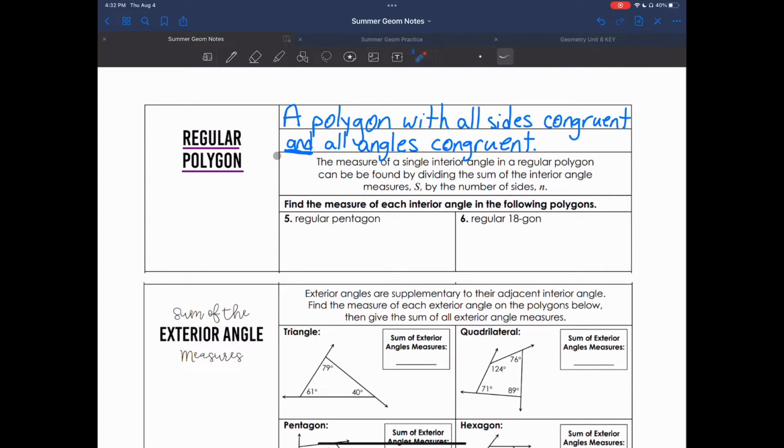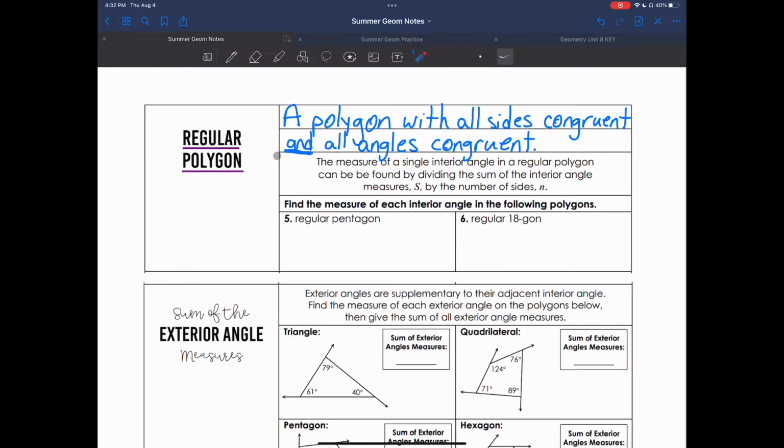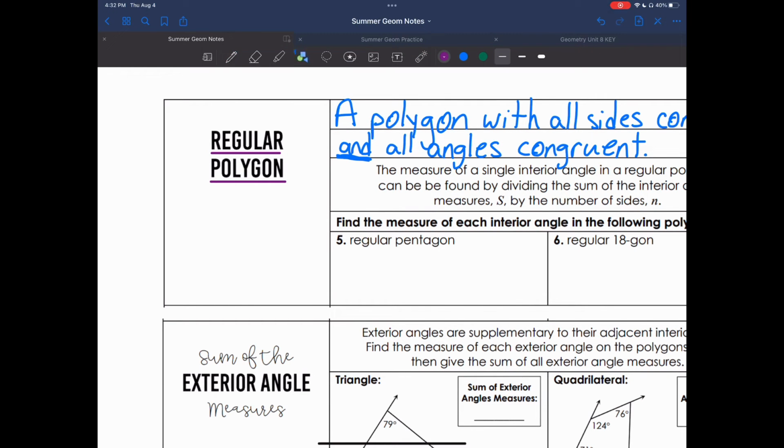So think about that for a minute. If I sketch this off to the side, let's say I have a quadrilateral. Let me just draw something like this off to the side.